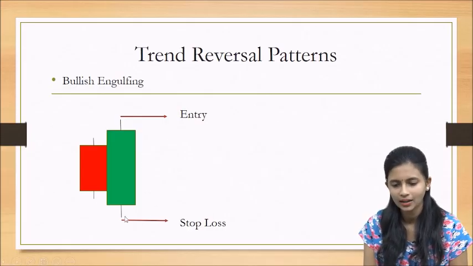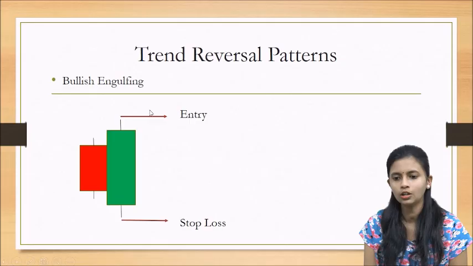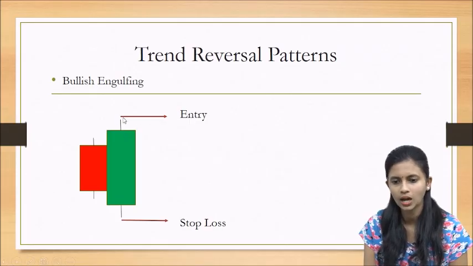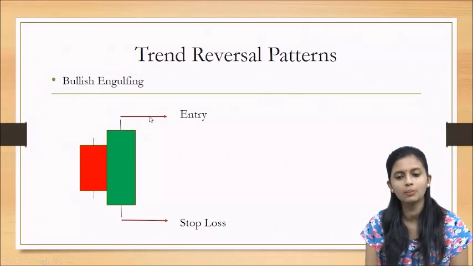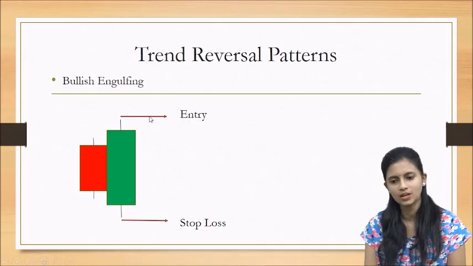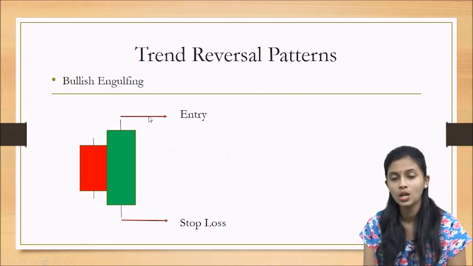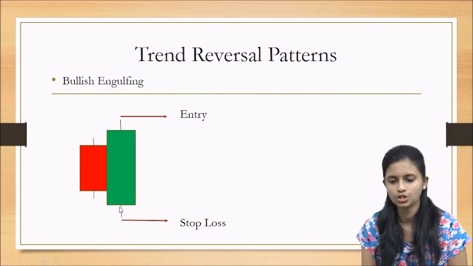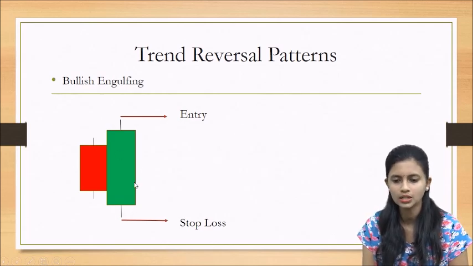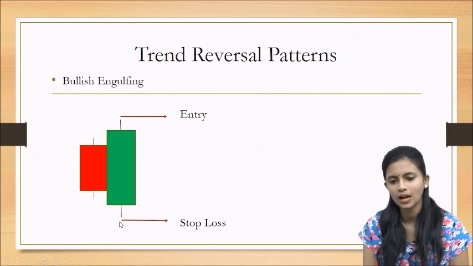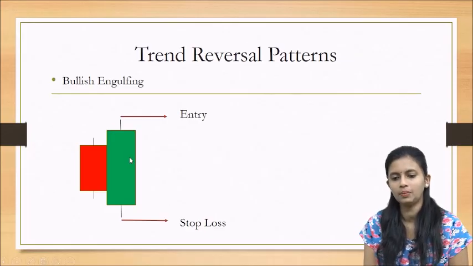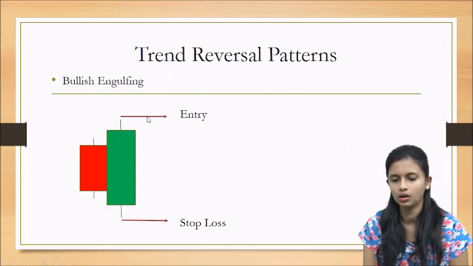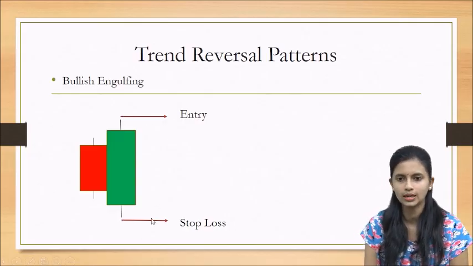If this pattern is present, then your entry will be just above the high of this green candle, keeping a buffer of 0.20. It is always advisable to keep a buffer of 0.20 if you are working under small time frames. And your stop loss will be just below the low of this green candle. So if this pattern is formed, you can apply the strategy by entering above the high of this candle, with stop loss just below the low of this green candle.